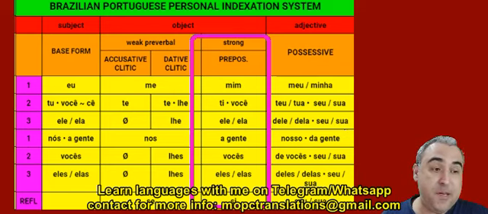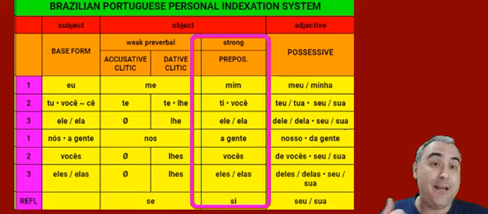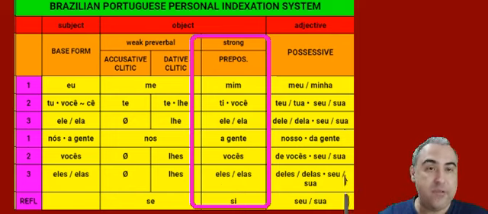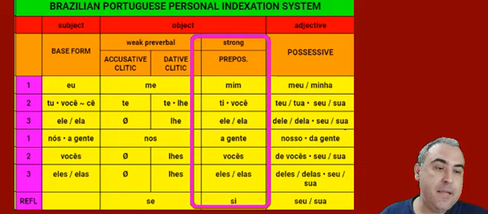For the first person, there is a gente and nós. So pra gente, for us, or pra nós, for us. And pra vocês, same thing, pra vocês, contra vocês, against you. Third person plural, the same thing. Contra eles, contra elas.